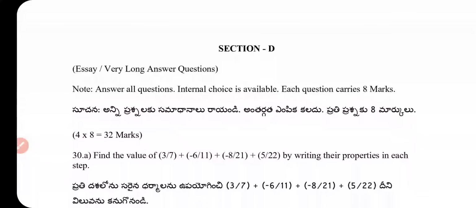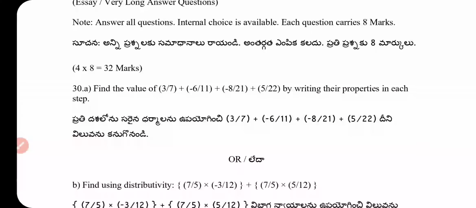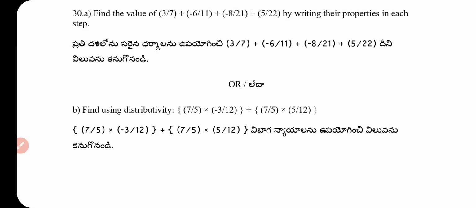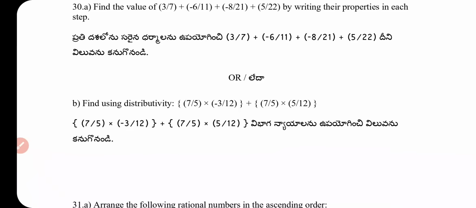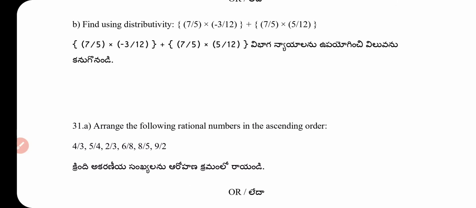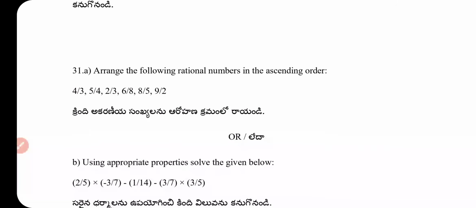Question number 30, Section D, is an internal choice question. Find the value of 3 by 7 plus minus 6 by 11 plus minus 8 by 21 plus 5 by 22 by writing their properties in each step. Or, using distributivity, find 7 by 5 multiplied by minus 3 by 12 plus 7 by 5 multiplied by 5 by 12.